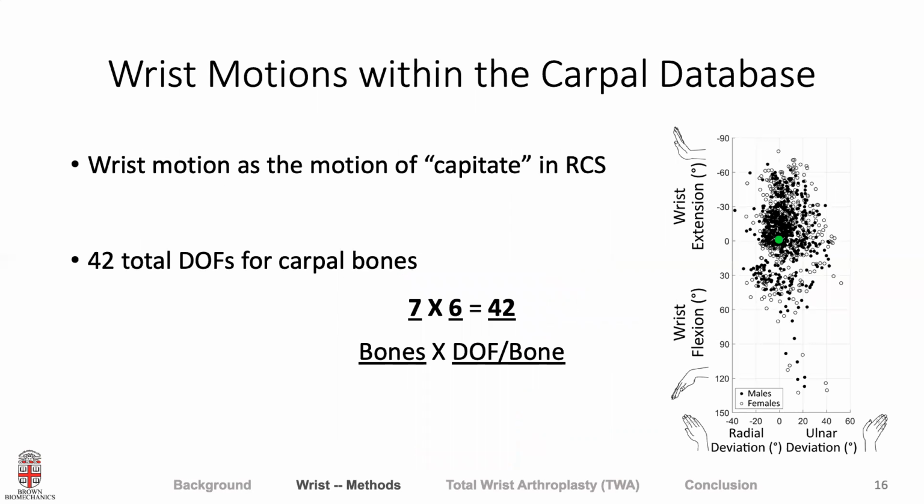All tasks in the database can be shown in a figure that has wrist radial ulnar deviation on the x-axis and wrist flexion extension on the y-axis. This is the figure on the right, and the green dot shows the neutral position. I'm going to show variations of this figure in the rest of the slides. Keep in mind that this is the figure of wrist motion. Also, every data point here has 42 other dimensions for each bone and each degree of freedom. We only consider 7 of the carpal bones because the pisiform is not playing an essential role in wrist kinematics.